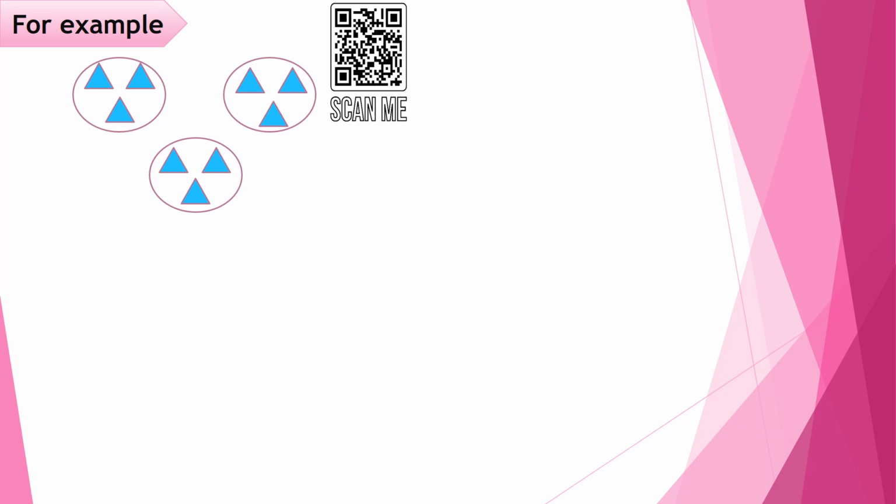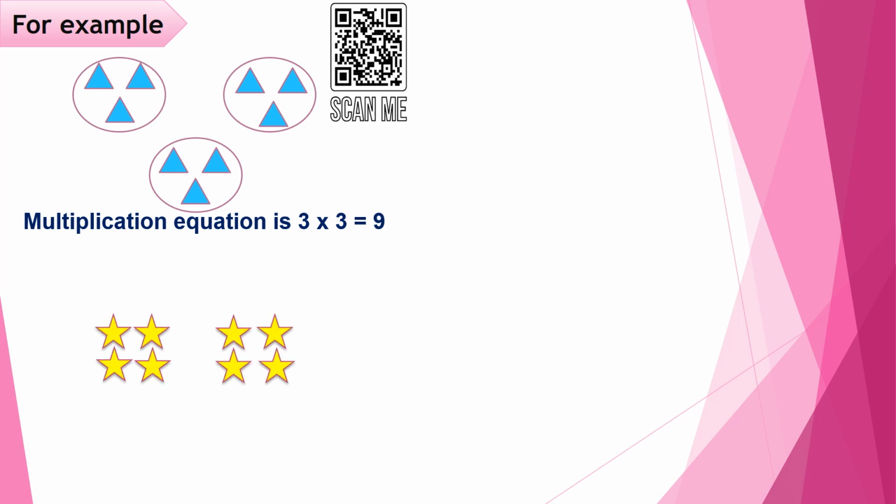For example, here I have 3 groups. Inside each group, I have 3 triangles. So I have 3 groups of 3 triangles. If I wanted to find the total using multiplication, I can say 3 times, how many times do I repeat 3? 3. So 3 times 3 equals 9.